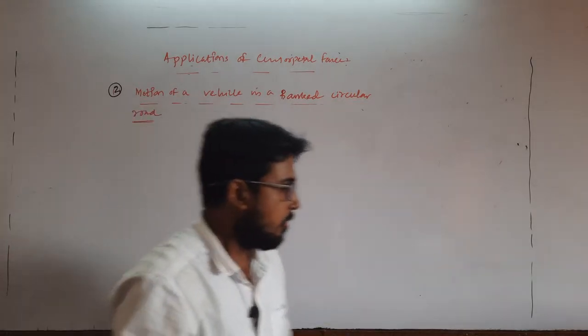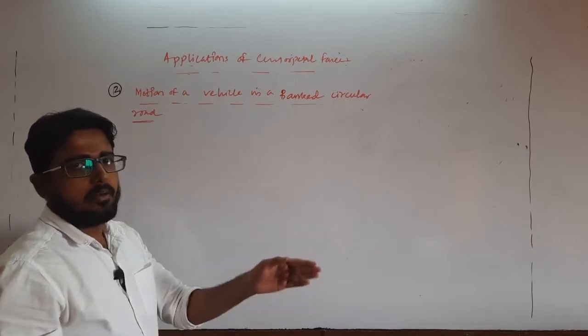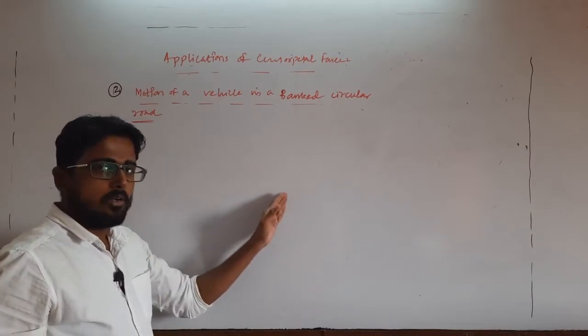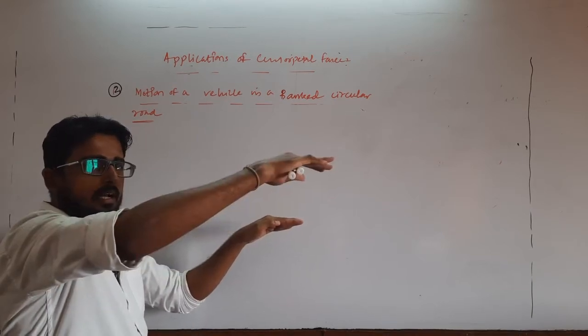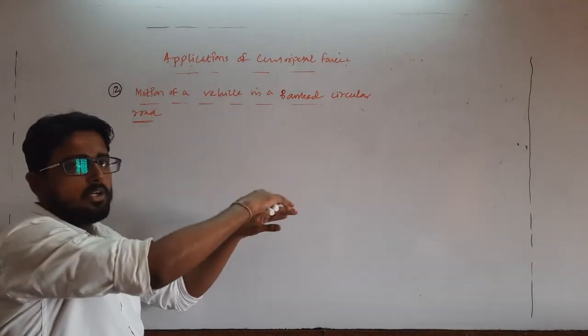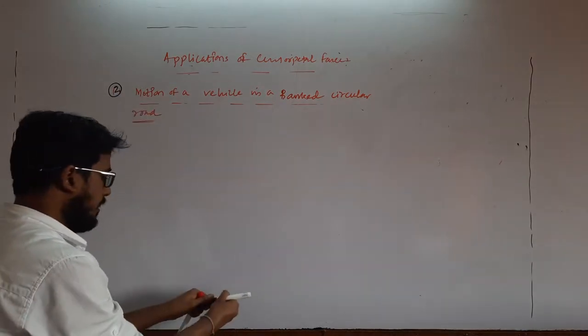Clear? So in this case what happened? You must observe that in national highways, when there is a sharp turn, the road is a little bit inclined and the outer edge is at a certain height in comparison to the inner edge. Clear? That is known as the banked road. So what will happen in that case?